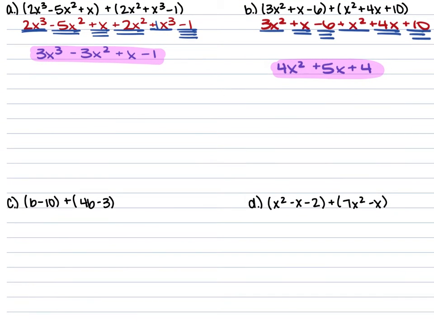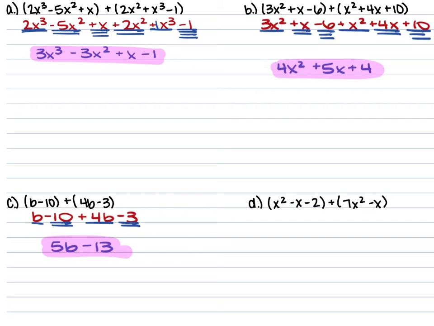For example C, we have b minus 10 plus 4b minus 3. So again, I'm just going to rewrite this without the parentheses and combine like terms. So my like terms here, that b plus 4b is 5b, and that negative 10 minus 3 is negative 13. So we have 5b minus 13.